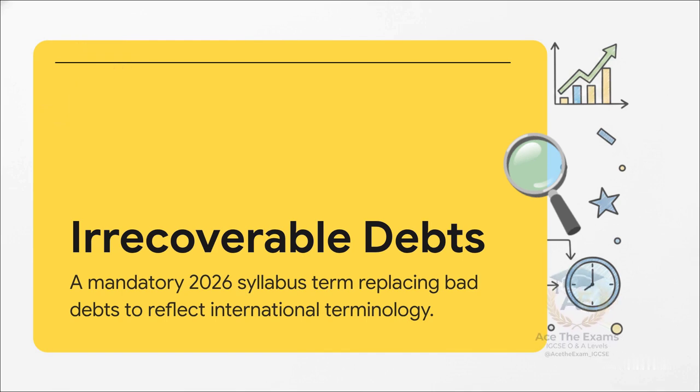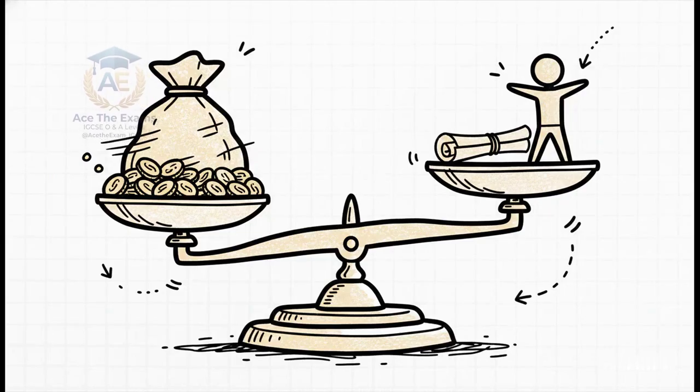It's irrecoverable debts, not just bad debts. It's owner's equity when discussing the owner's claim on the business. Believe me, examiners are actively hunting for candidates who command this modernized vocabulary. That precision applies perfectly to the core accounting equation: assets equal liabilities plus owner's equity. Duality must be maintained at all times during the fiscal period.